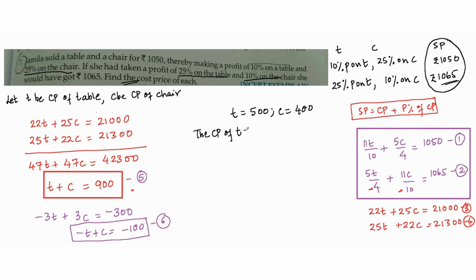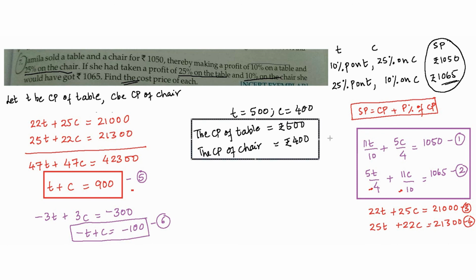which means the cost price of the table is rupees 500, and the cost price of the chair is rupees 400. So these answers match the given conditions, and hence our solution is right. Now of course you will have to check whether they match the given conditions or not. You can easily do that.